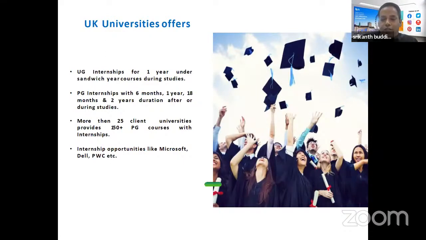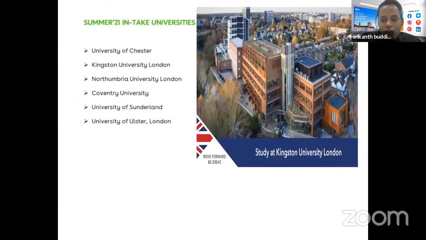But some universities in the UK require IELTS, it depends on a case to case basis. The IELTS requirement is minimum 6.5, with no band less than 6. And there is no need of GRE or GMAT for the UK universities. So exclusively we have two intakes. One is the summer intake and the second one is the fall intake.